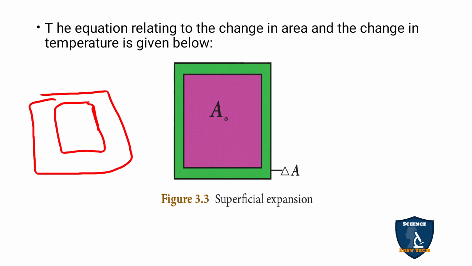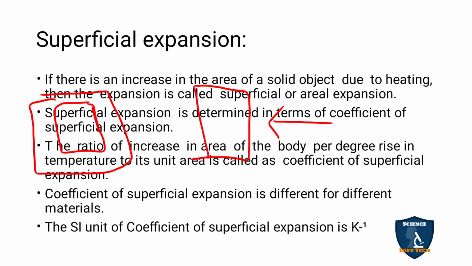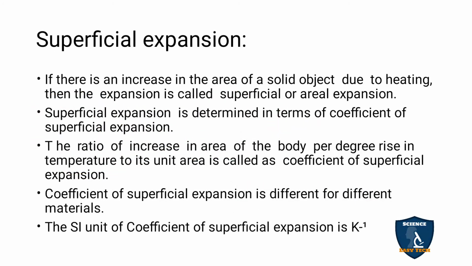This is the area of the object. After heating, the blue color is the area occupied after heating. This type of expansion is called superficial expansion. The ratio of increase in area of the body per degree rise in temperature to the unit area is called the coefficient of superficial expansion.